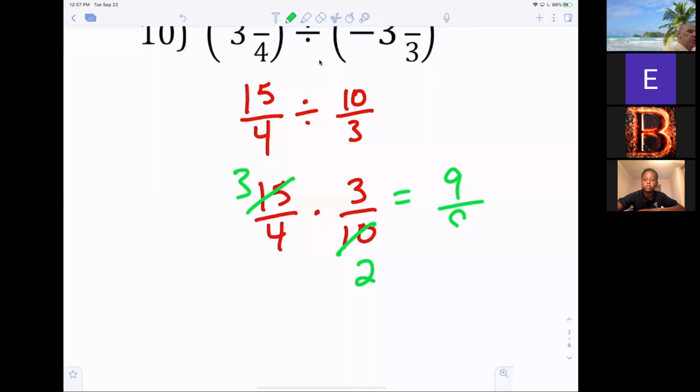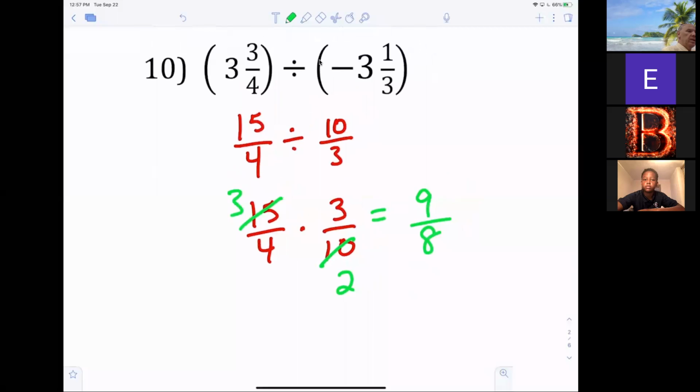Is that the final answer? You can simplify. What is the final answer? No. Negative. Don't forget the negative, guys. If you write 1 1/8, I'm not mad, but as I said, we can get more advanced. We just do improper. We don't do mixed.